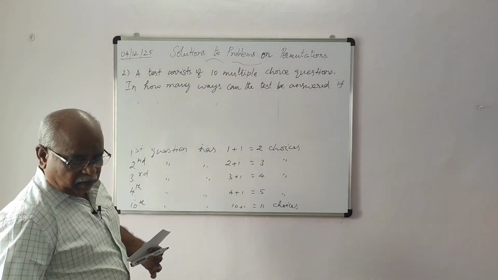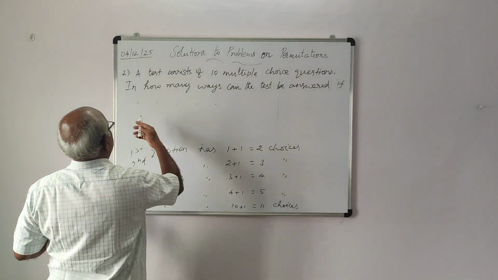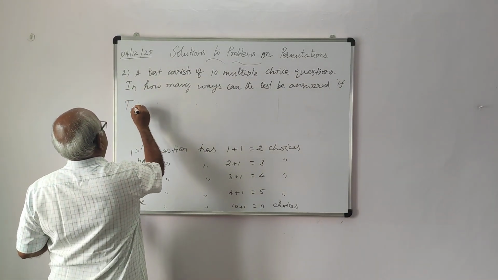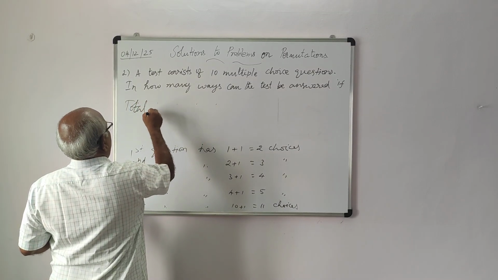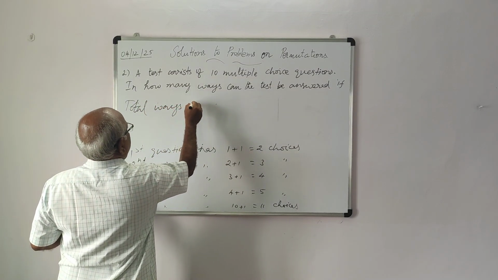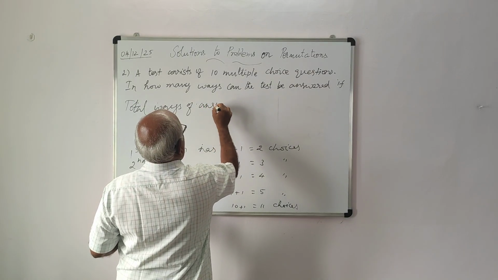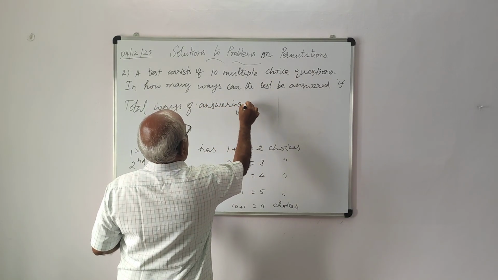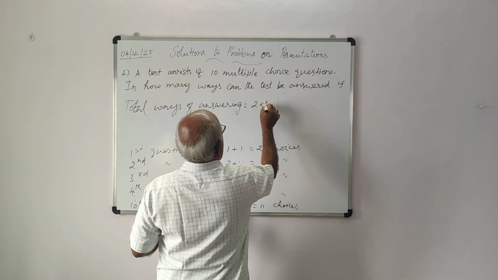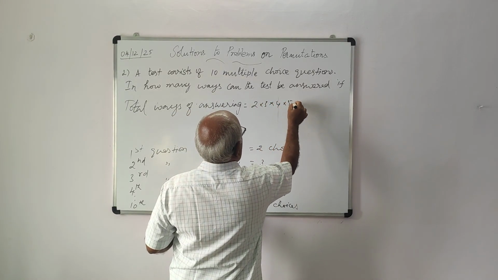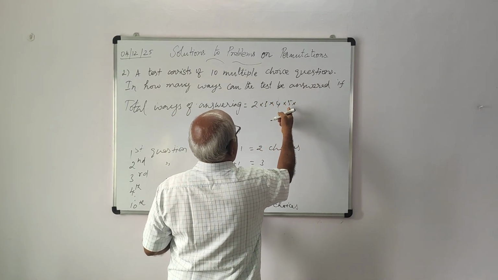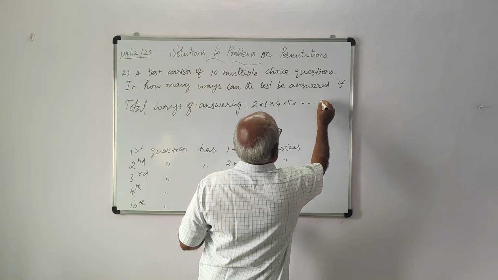Therefore, the total number of ways of answering n questions, with n plus 1 choices each, is the condition here. The total ways of answering: 2 into 3 into 4 into 5, for the first question, second question, third question, and so on, up to the 10th question with 11 choices.